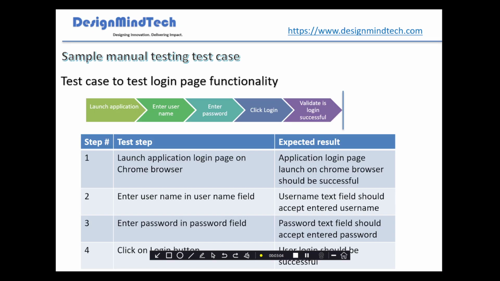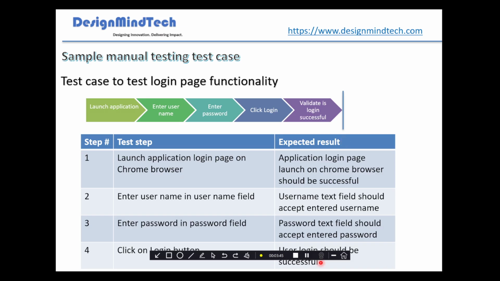So to begin with, basically, as I said, if you're a beginner, you need to first understand how manual testing looks, and then how you automate that. So let's begin with one of the simple 4 step test scenarios or test cases. In this test case, we are going to test a login page functionality, where you typically launch the application, enter the username, enter the password, click on login, and we expect a login should be successful if the entered credentials are valid. So we have to perform a validation, is it successful or not.